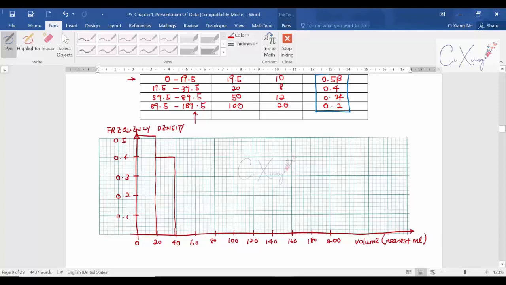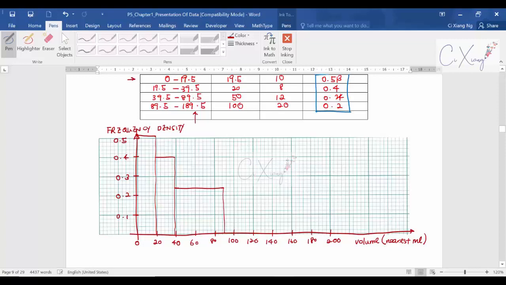So 0.24 will be somewhere here, the height. 89.5 means very close to 90 but didn't touch 90 yet. So the 90 is in the center here, right? Again, my graph might not be very clear, but you can try to enlarge the scale if you have enough space in the exam.